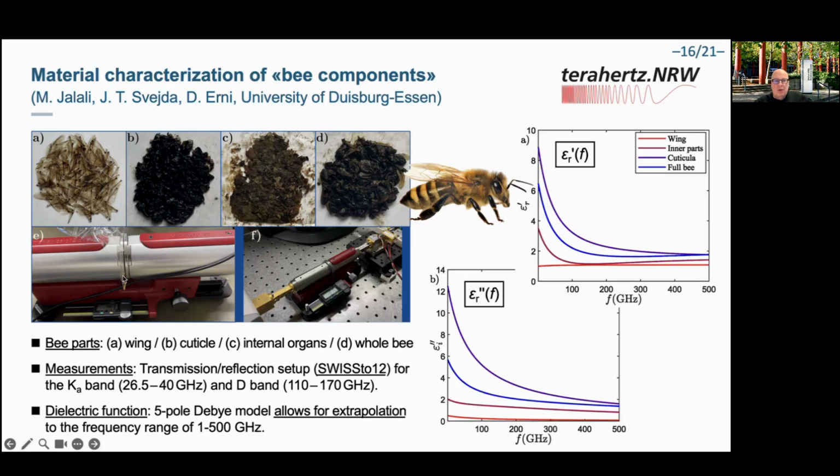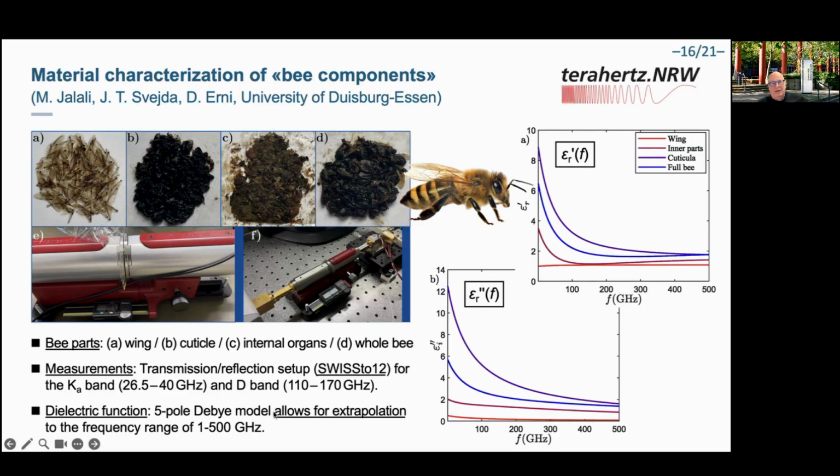So here we see the probe and the measurement setup. And we are measuring the material parameters within the Ka band, from 26 up to 40 gigahertz, and also in the D band, covering the range from 110 up to 170 gigahertz. So having these two channels available, we want to reconstruct the dielectric function using a 5-pole Debye model, which is a pretty sophisticated model.